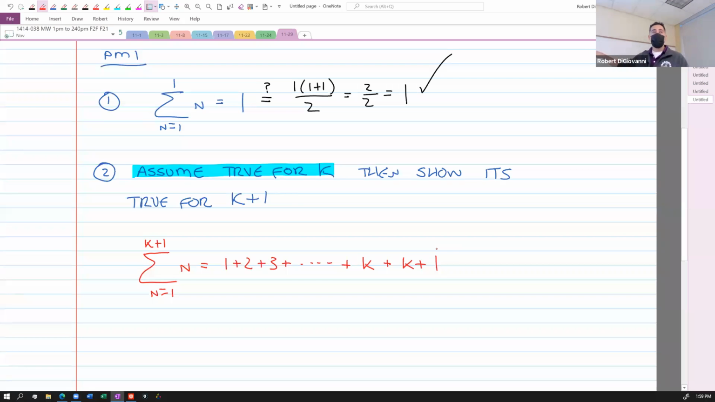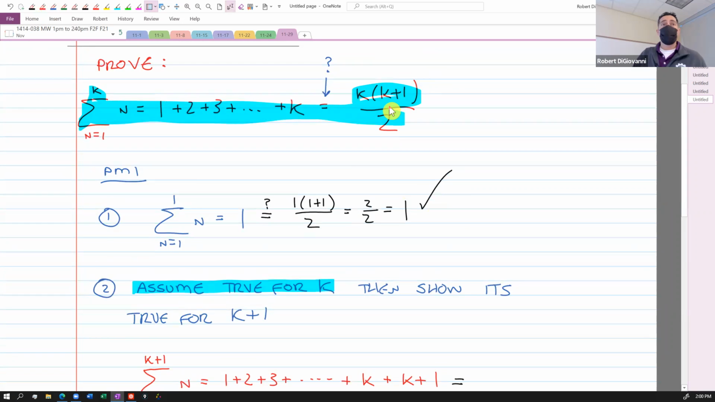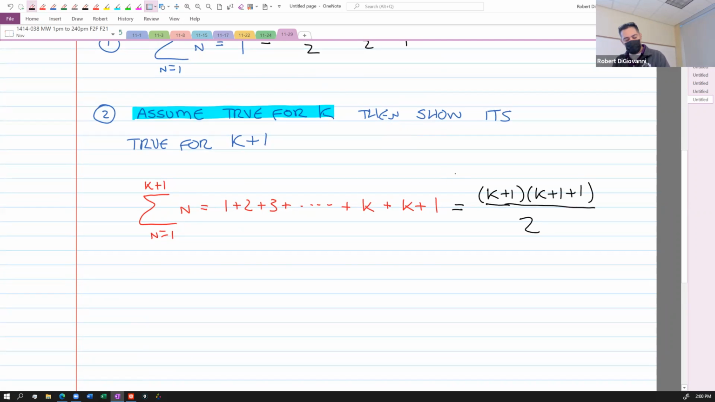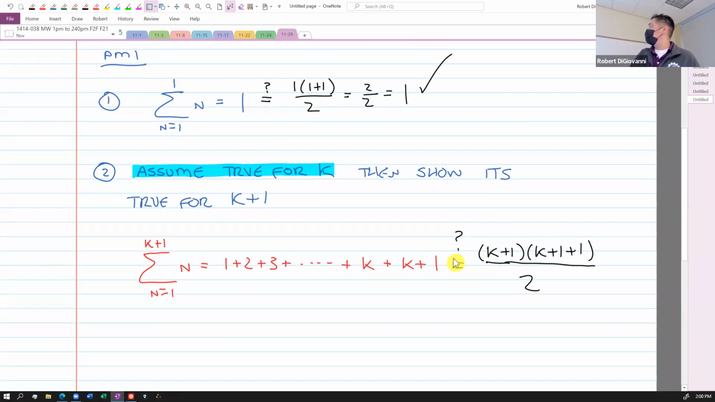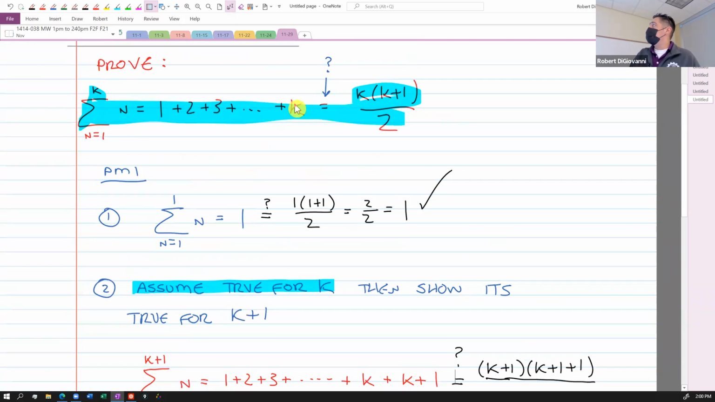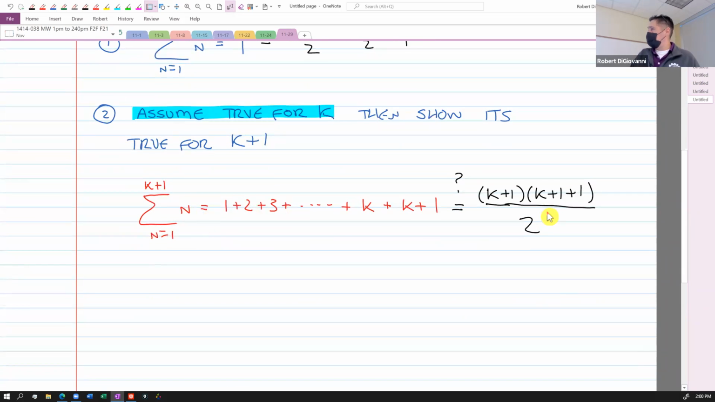I want to show that that's equal to what? What do I want to show this is equal to? This formula with k plus 1 in it. So k plus 1 times k plus 1 all over 2. See, the question is, is this true or not? Is this equal to this? Y'all still with me? I don't know if this is true. I have to show you this is true. I need to prove this to you. I've shown the first domino is true. It falls. I'm assuming this blue one is true. And then I'm trying to show you that this is true.